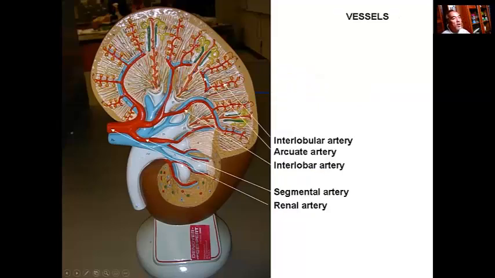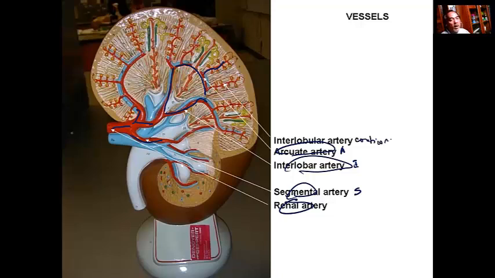Okay, another picture. Now we're looking at blood vessels. Remember, it starts with the renal artery, and then it becomes segmental. Remember S. Then it becomes interlobar, between the lobes, I, and then it becomes arcuate. After that, it relates to the cortex. It's called interlobular, but we call it cortical radiate artery.